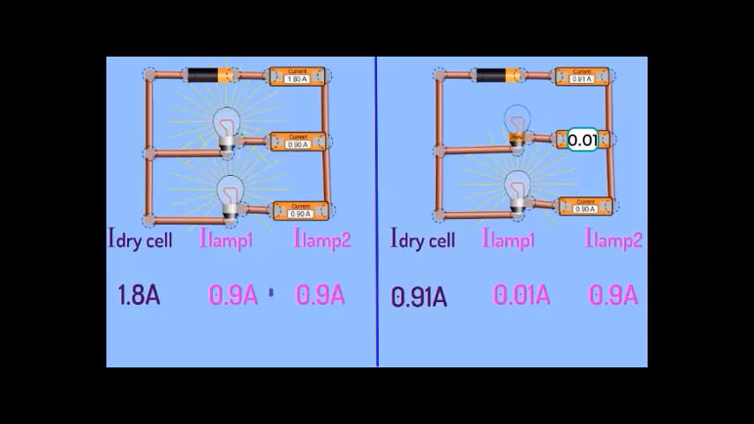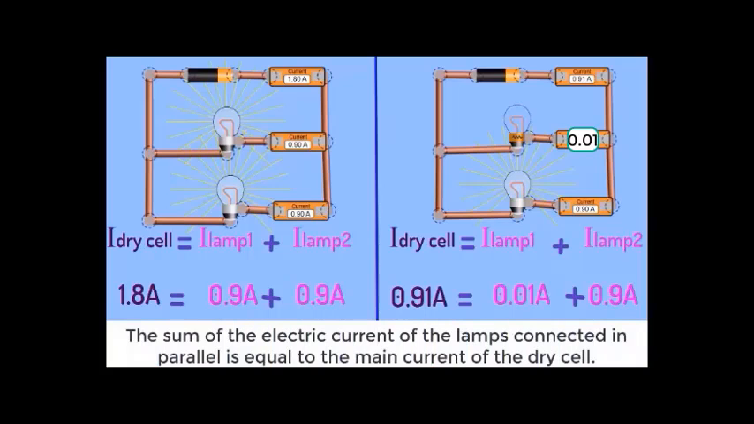0.9 ampere plus 0.9 ampere gives 1.8 ampere, and 0.01 ampere plus 0.9 ampere gives 0.91 ampere. So, the sum of the electric current of the lamps connected in parallel is equal to the main current of the dry cell.